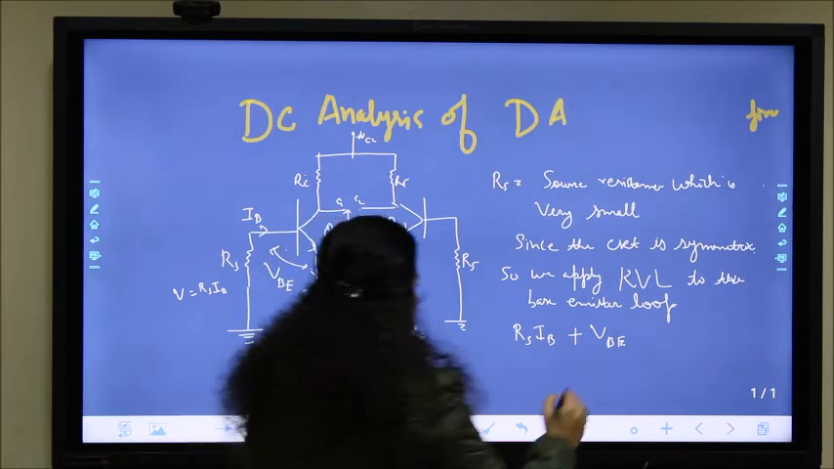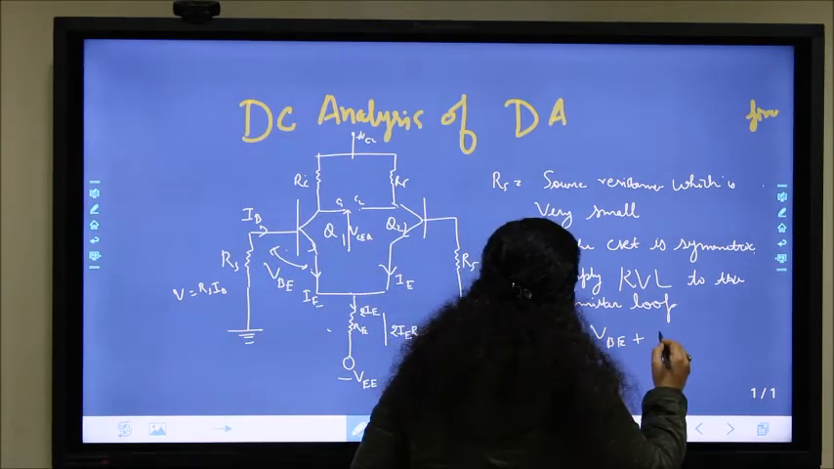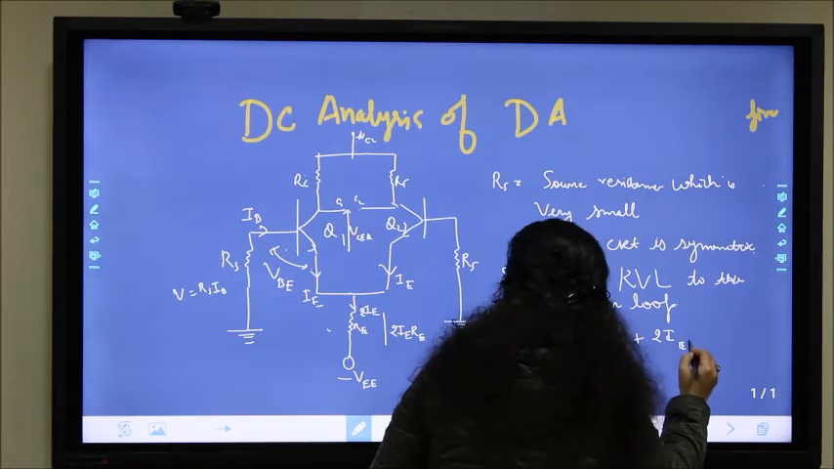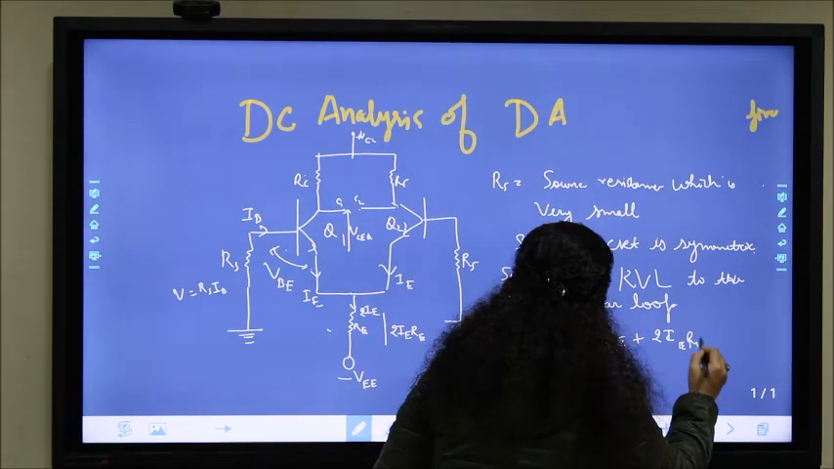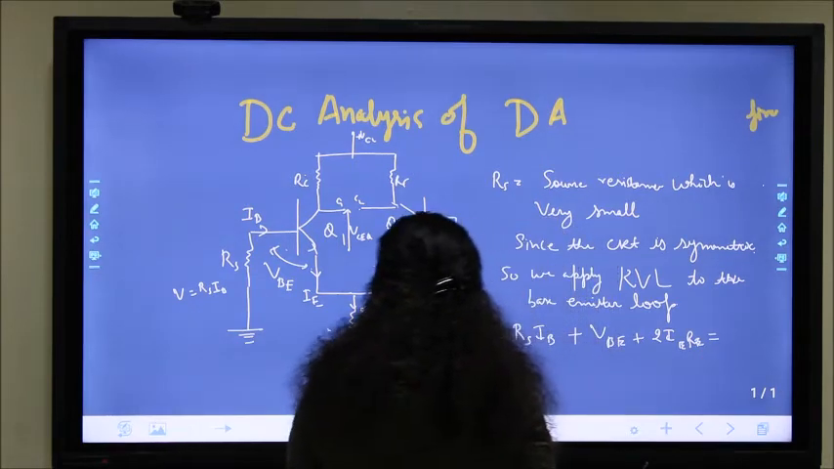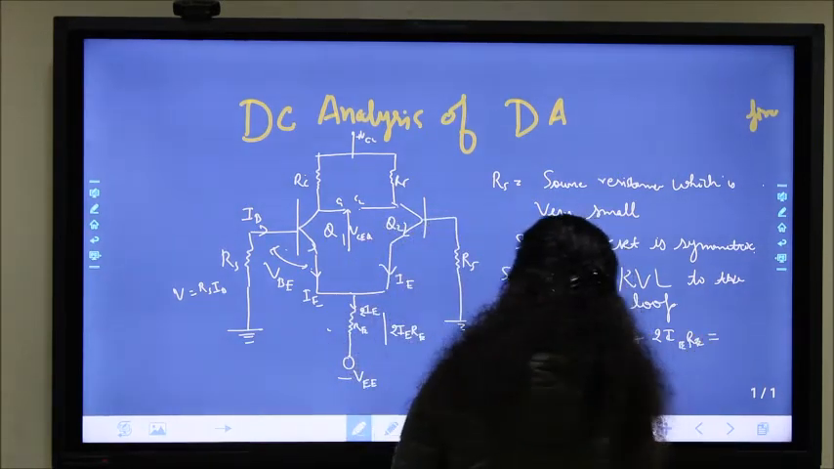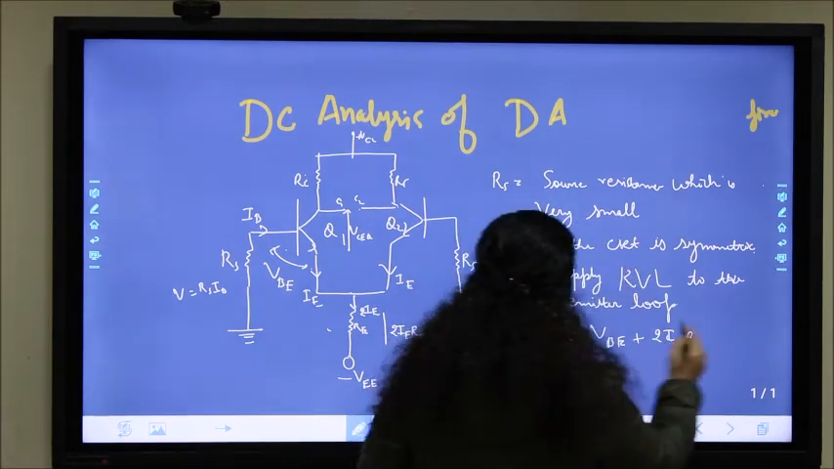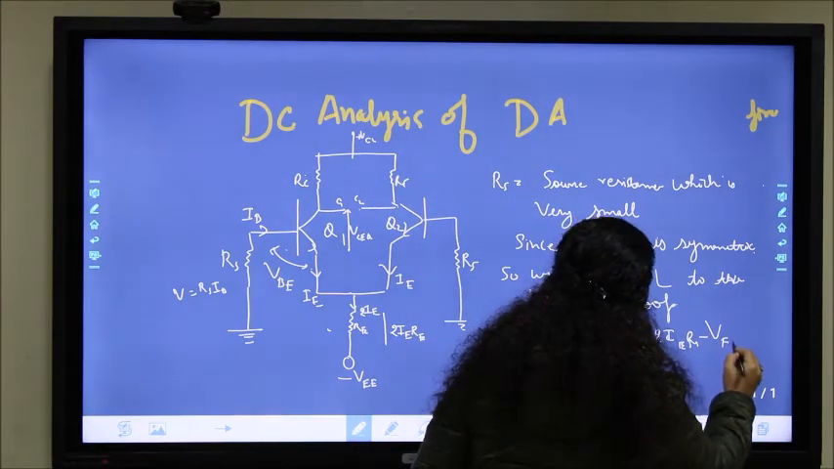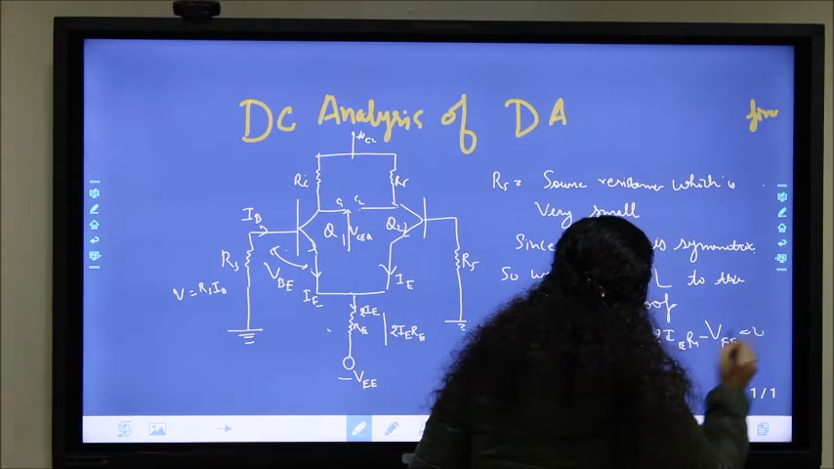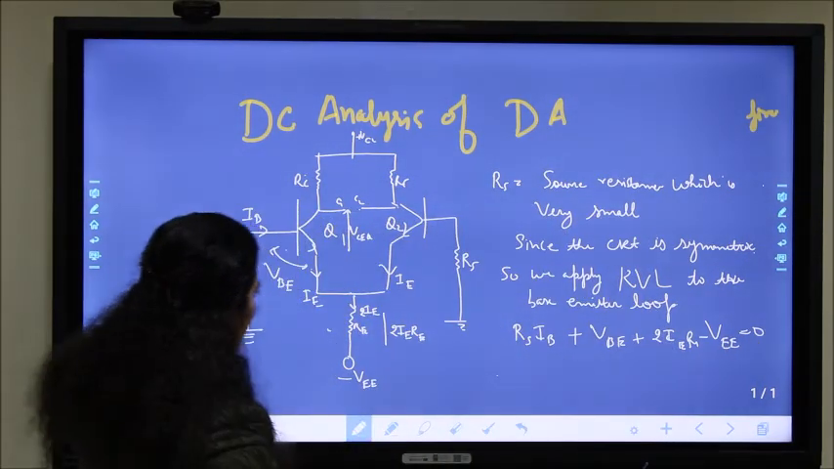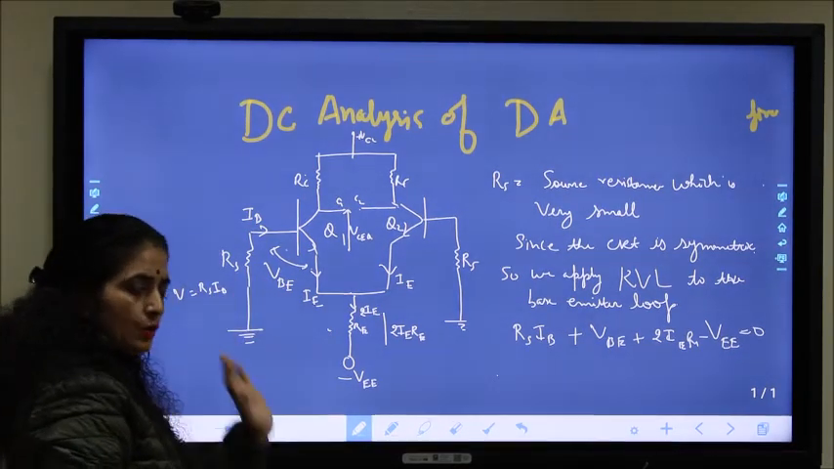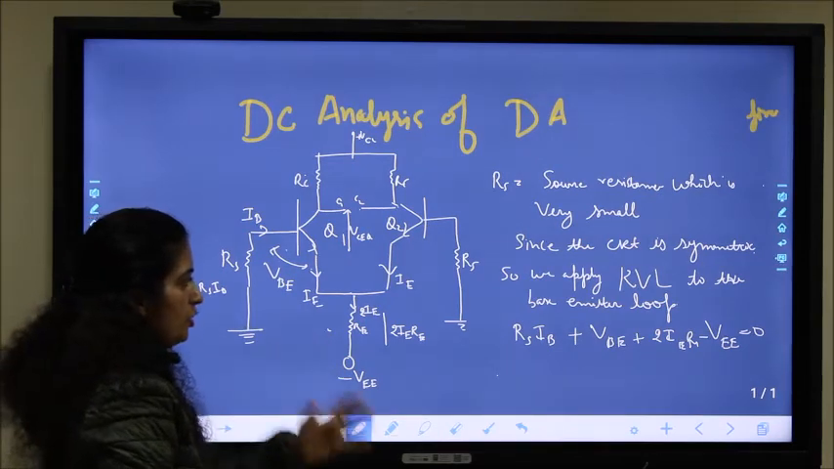VBE plus 2IE RE minus VEE equal to 0. Now these are the total voltages in the base emitter loop circuit and we apply the Kirchhoff voltage law.